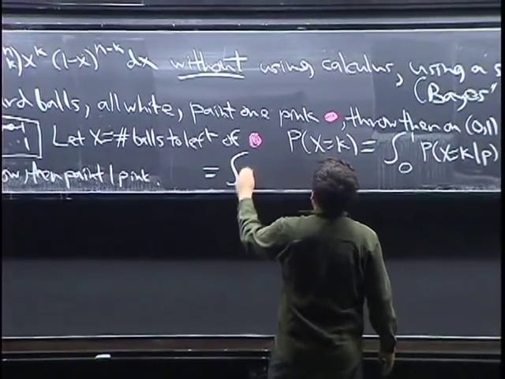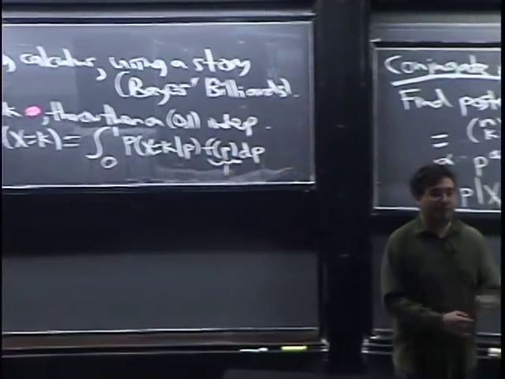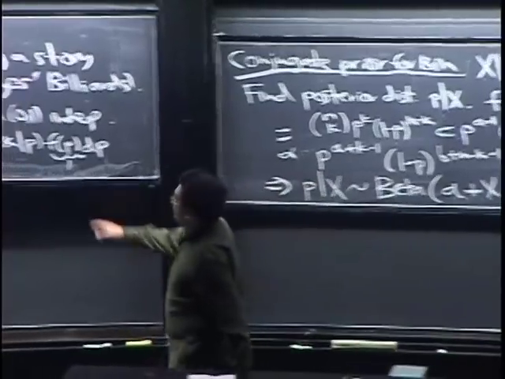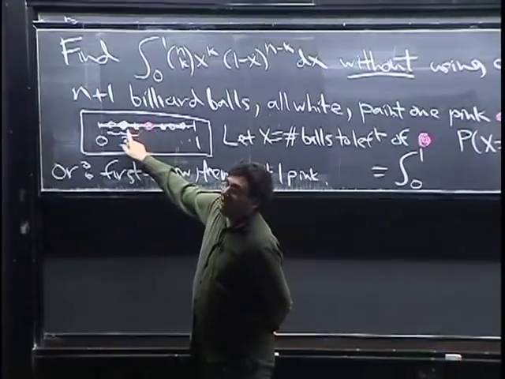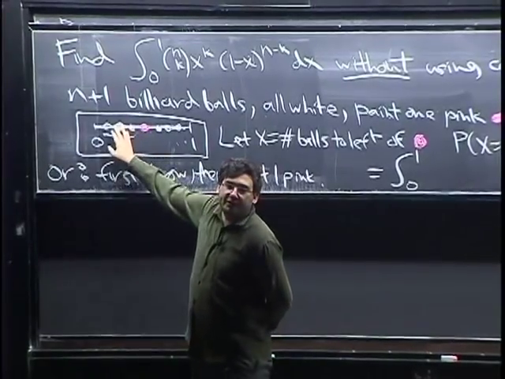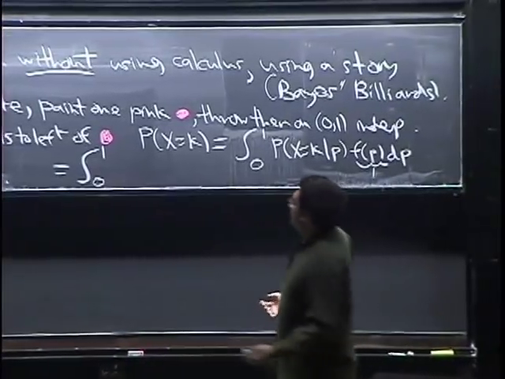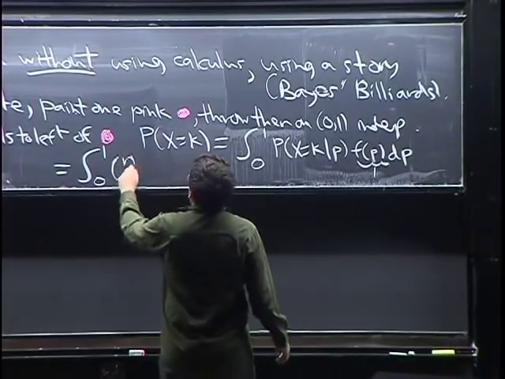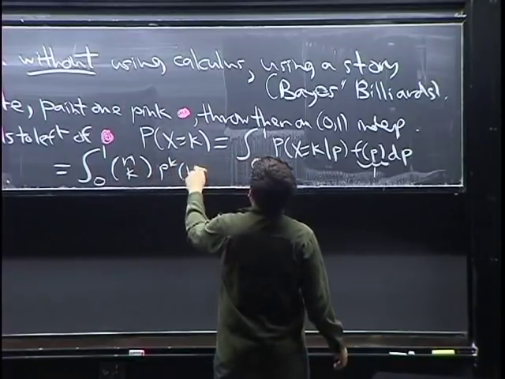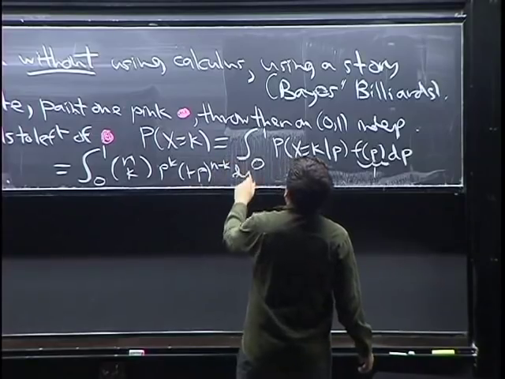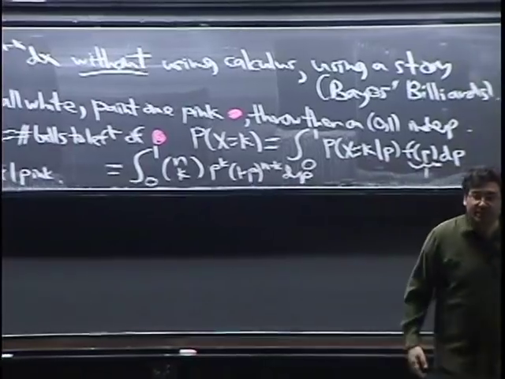something we can write down easily because f of p is just 1 because we're assuming it's uniform between 0 and 1. Probability that x equals k given p, that's just a binomial because we define success for the white balls. Success is defined as being to the left of the pink ball. Failure as being to the right. So we just want to count the number of successes. That's simply a binomial. n choose k, p to the k, 1 minus p to the n minus k, dp. Notice that that's the exact same integral we had. We changed the dummy variable x to p.